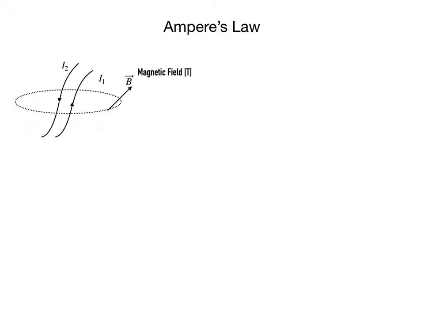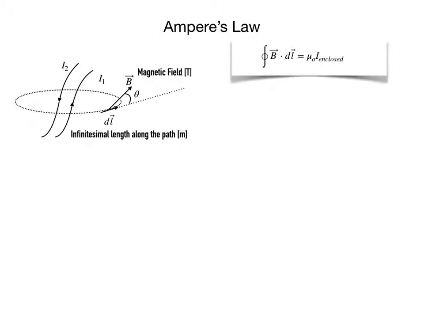Let's say here's the vector B, and we will work with the infinitesimal length along the path dl. Here we'll also have to keep track of the angle theta between the two vectors B and dl. Ampere's law says that as you walk around that path and you calculate the product of the magnitude of the magnetic field B and the magnitude of this infinitesimal length dl and cosine of the angle between the two, in other words, you keep track of their vector dot product, B dot dl.